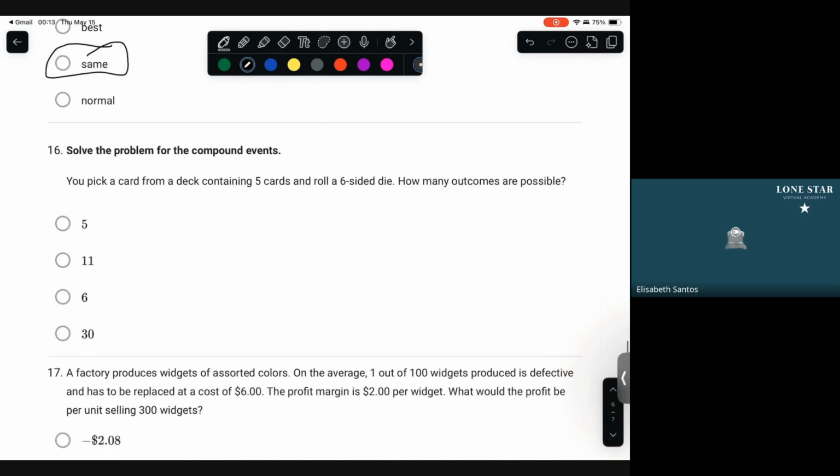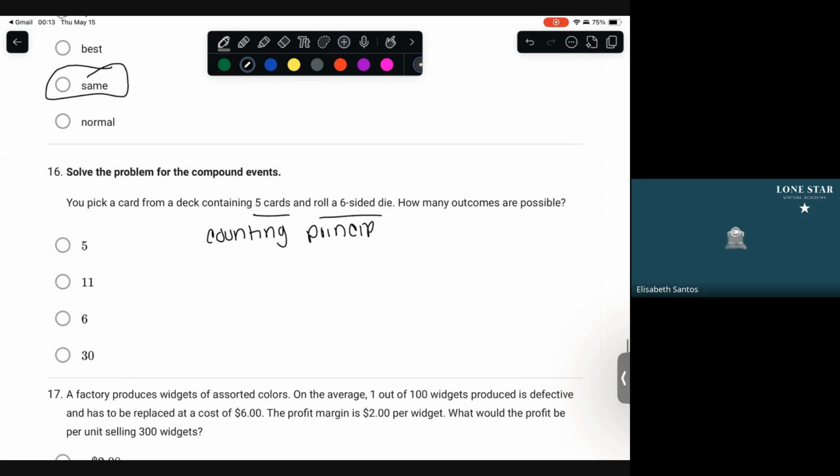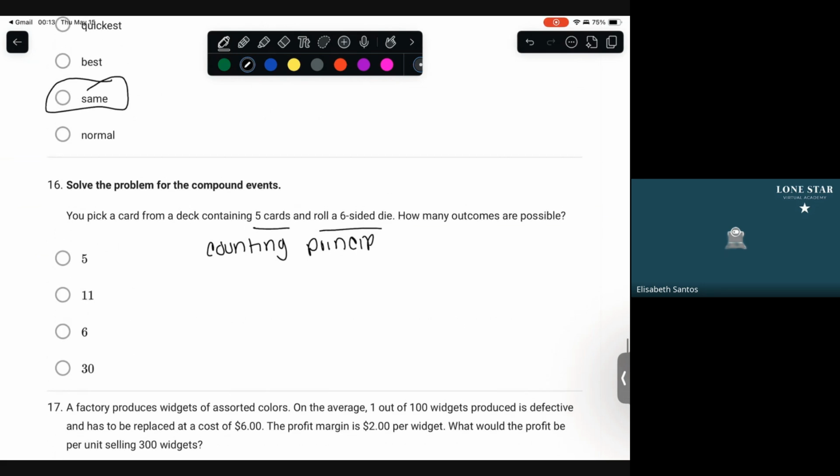Okay, so number 16, you pick a card from a deck containing 5 cards and roll a 6-sided die. How many outcomes are possible? This is where we're going to use the counting principle. Basically you're taking 5 and multiplying by 6, and we get 30 possible outcomes.